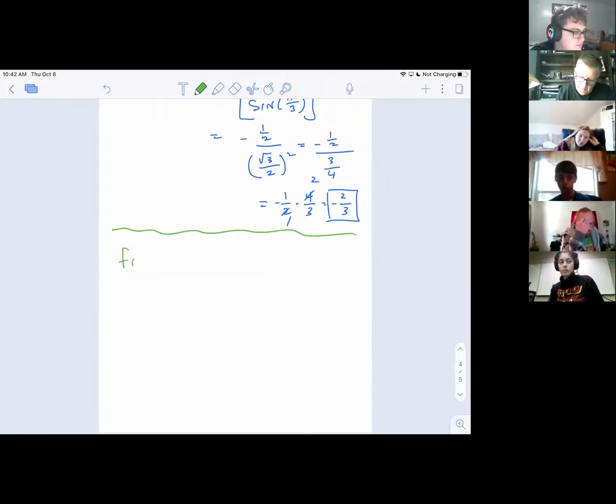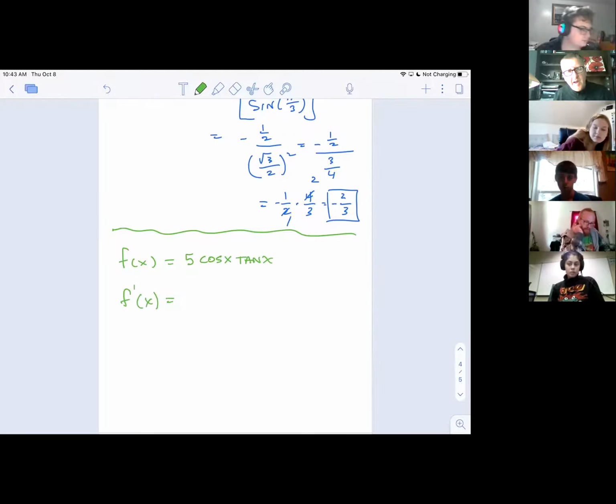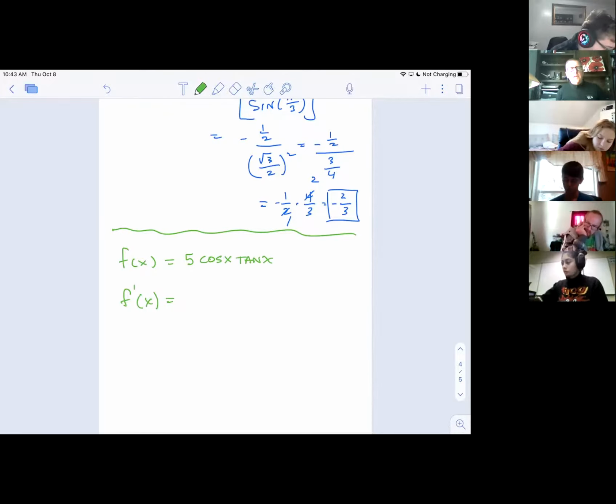I'm going to give you a second to think about this, but if I said, all right, f of x equals, I don't know, 5 times cosine times tangent, for instance. And I asked you, what is the derivative of that? Like, could you take the derivative of that? I'll give you a second to try it.